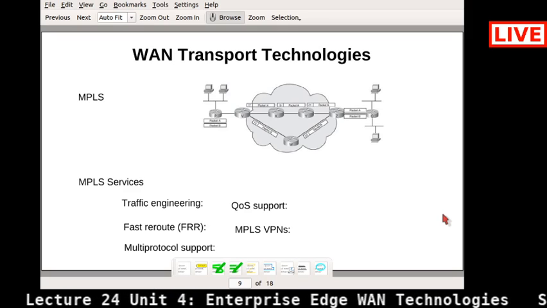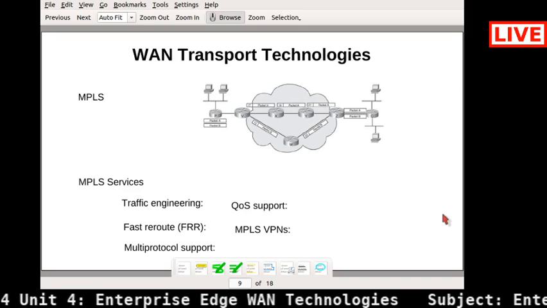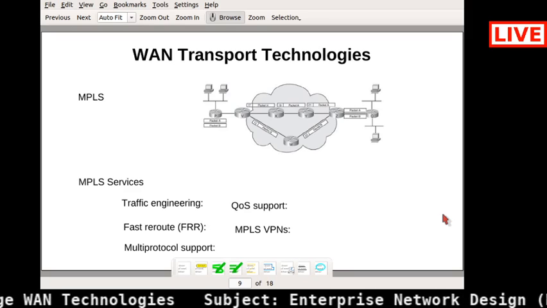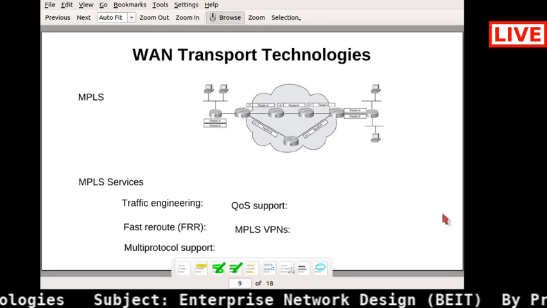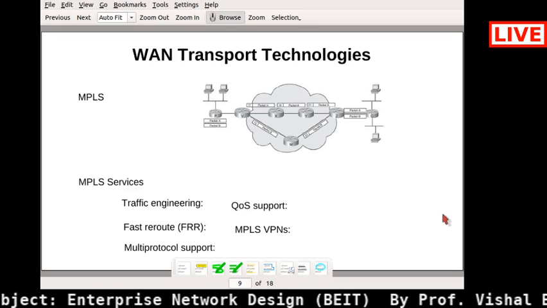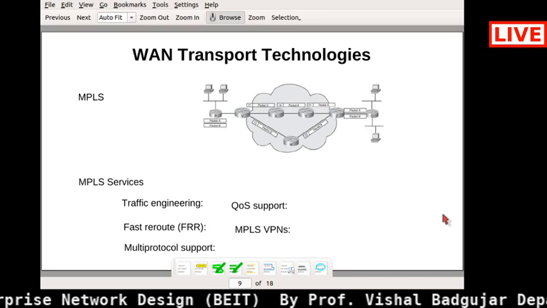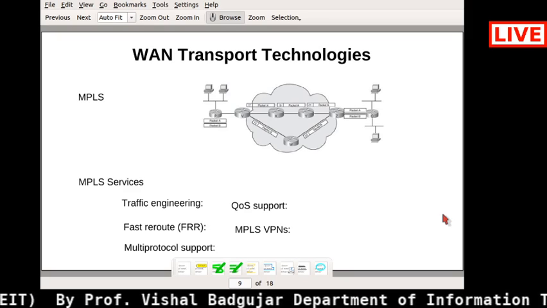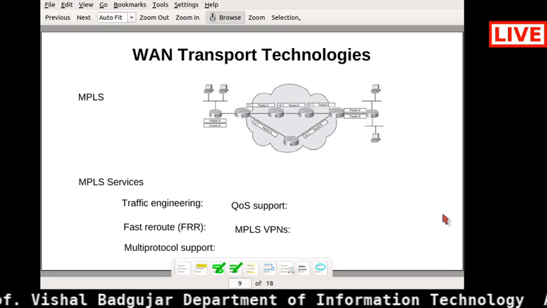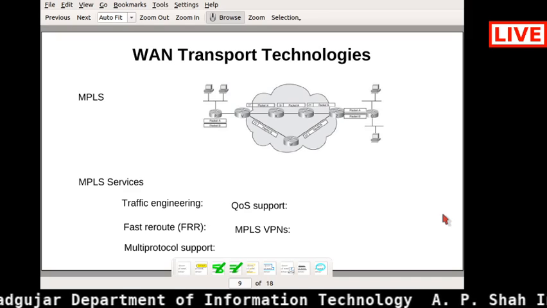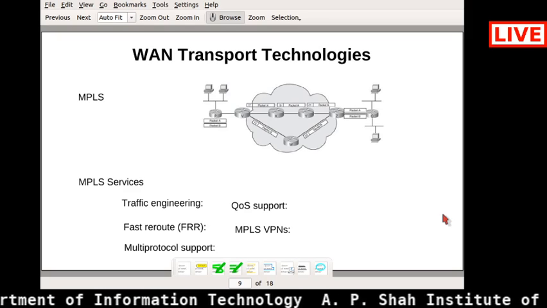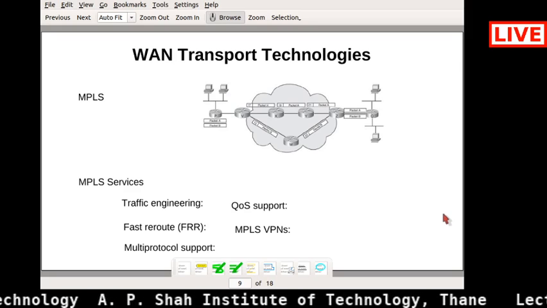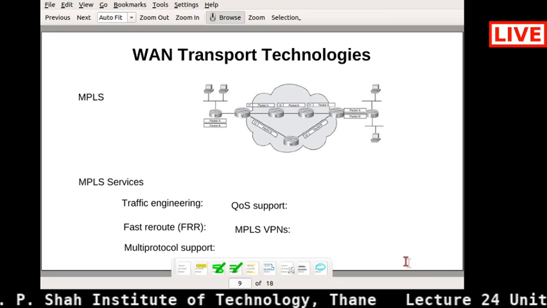MPLS VPNs are much easier to deploy compared with traditional VPNs, because they scale easily with an increasing number of routers and customers, and they provide the same level of privacy that layer 2 technologies give. So this is very useful with respect to MPLS VPN.